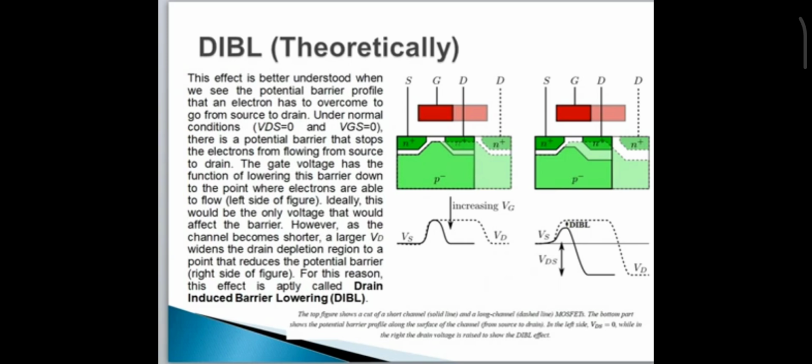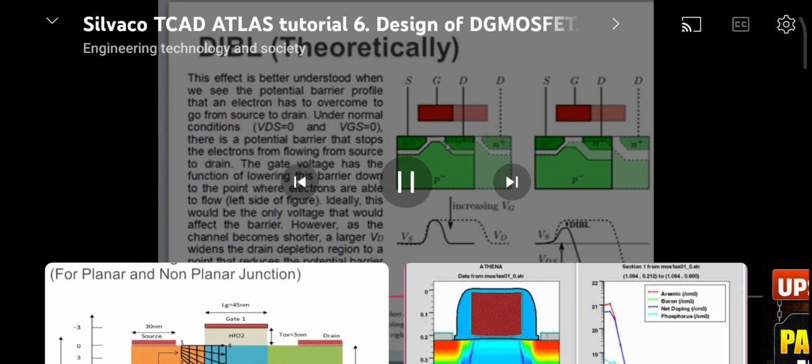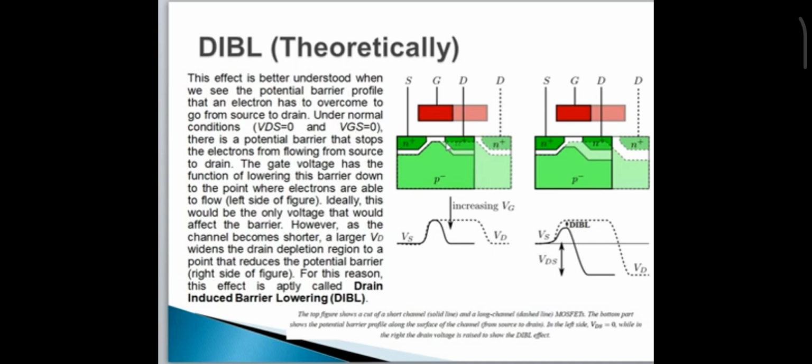And the last one, most important, is DIBL. First we will discuss DIBL theoretically. This effect is better understood when we see the potential barrier profile that an electron has to overcome to go from source to drain. Under normal condition, at VDS equal to 0 and VGS equal to 0 volt, equilibrium condition, there is a potential barrier that stops the electron from flowing from source to drain. The gate voltage has the function of lowering the barrier down to the point where electrons are able to flow. Ideally, this would be the only voltage that would affect the barrier.